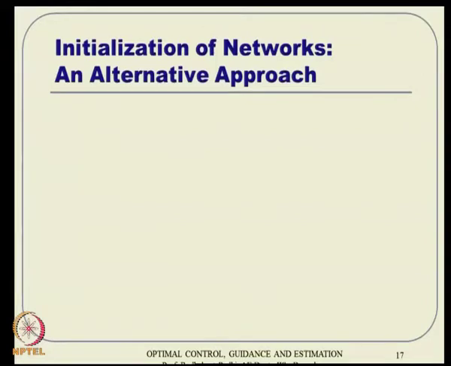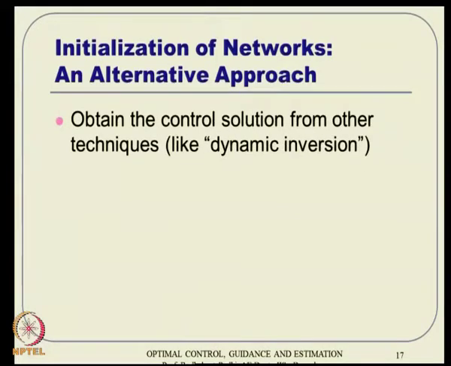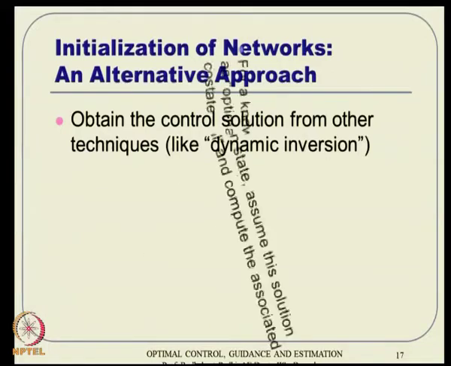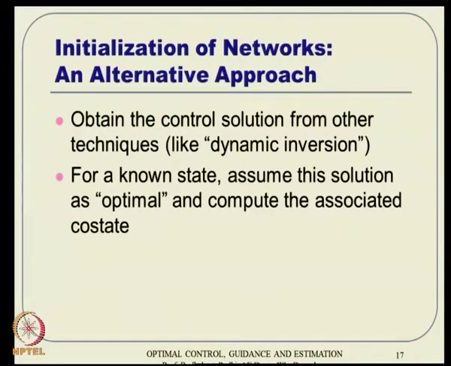Another alternative idea also exists, that you can obtain a control solution from other techniques, let us say using dynamic inversion. Then for a known state, assume that this solution is already optimal, even though it is really not optimal, and then you can compute the associated co-state. But this is a tricky thing here, because remember the control is of lesser dimension, but the co-state is of higher dimension.